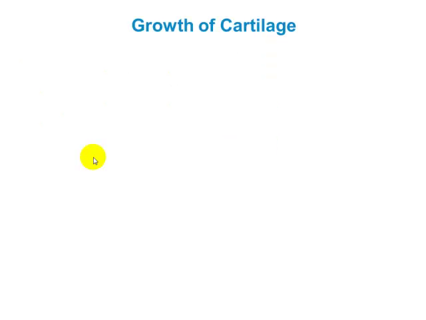Now, cartilage can grow. The names of the cells that we'll see involved in cartilage are chondroblasts, which are the cells that create new cartilage. Chondrocytes then will be the cells that support the already present cartilage. Now, cartilage has an extracellular matrix that can be compressed. So we're going to see growth occurring in two different ways.